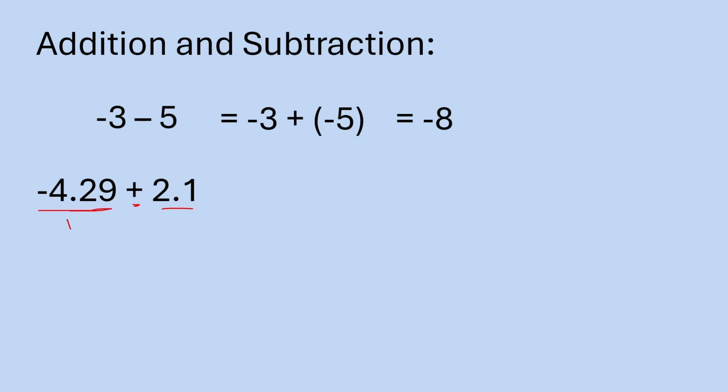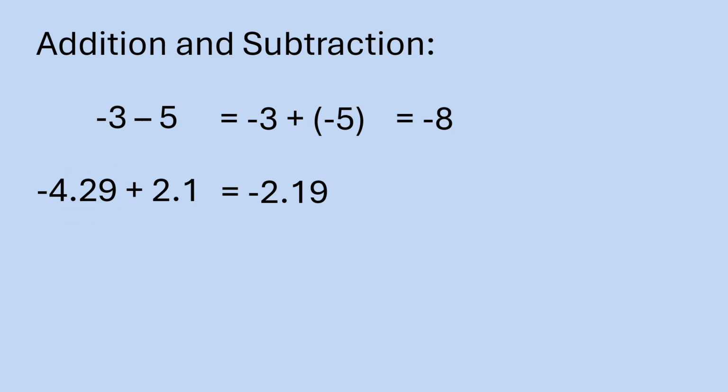Now next example, we are doing addition here with positive number, positive 2.1 to the negative 4.29. Here 4.29 is greater than 2.1. So answer will be in the negative value because 4.29 is negative. Now 1 is negative, 1 is positive value. So we need to do subtraction. So answer is negative 2.19 because we did subtraction of 2.1 from 4.29.